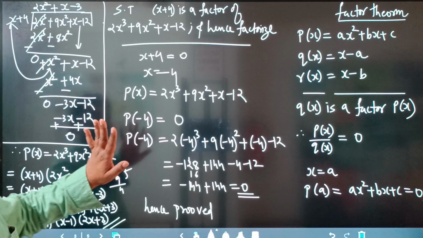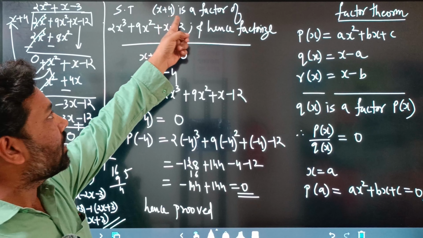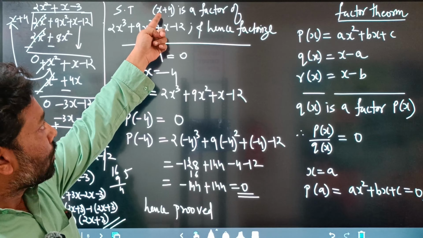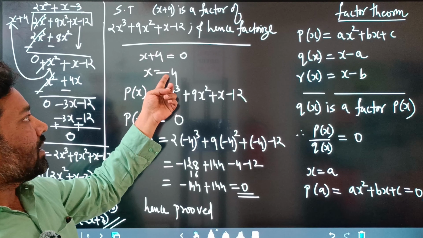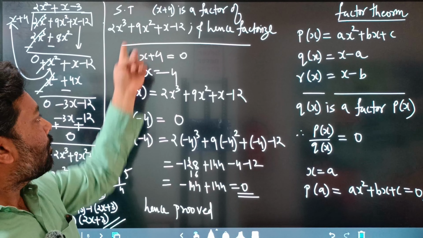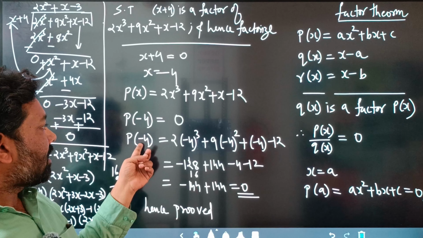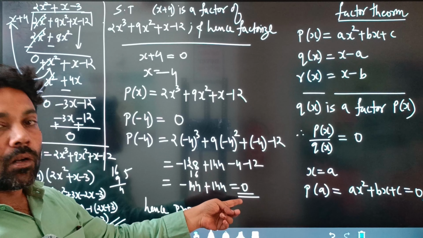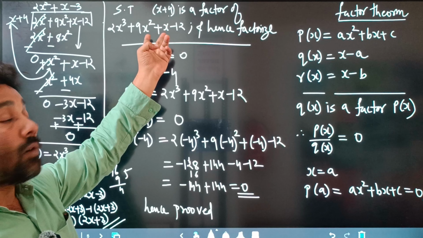Let us go through the question once again. The question says to show that x plus 4 is a factor of the given polynomial. So to prove that x plus 4 is a factor of this, substituting x equal to minus 4 in the polynomial should give us 0. So we substituted x equal to minus 4, we solved it, and ultimately we got 0. Hence we proved that yes, x plus 4 is one of the factors.